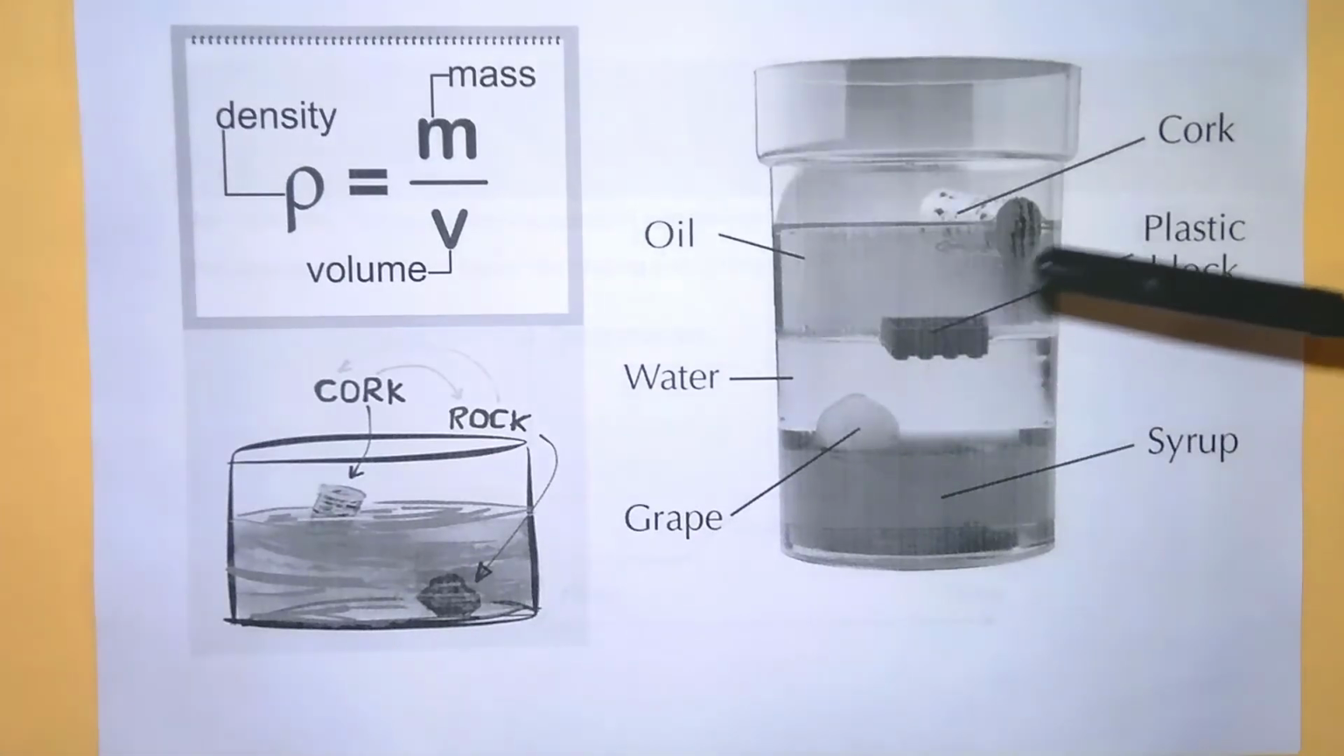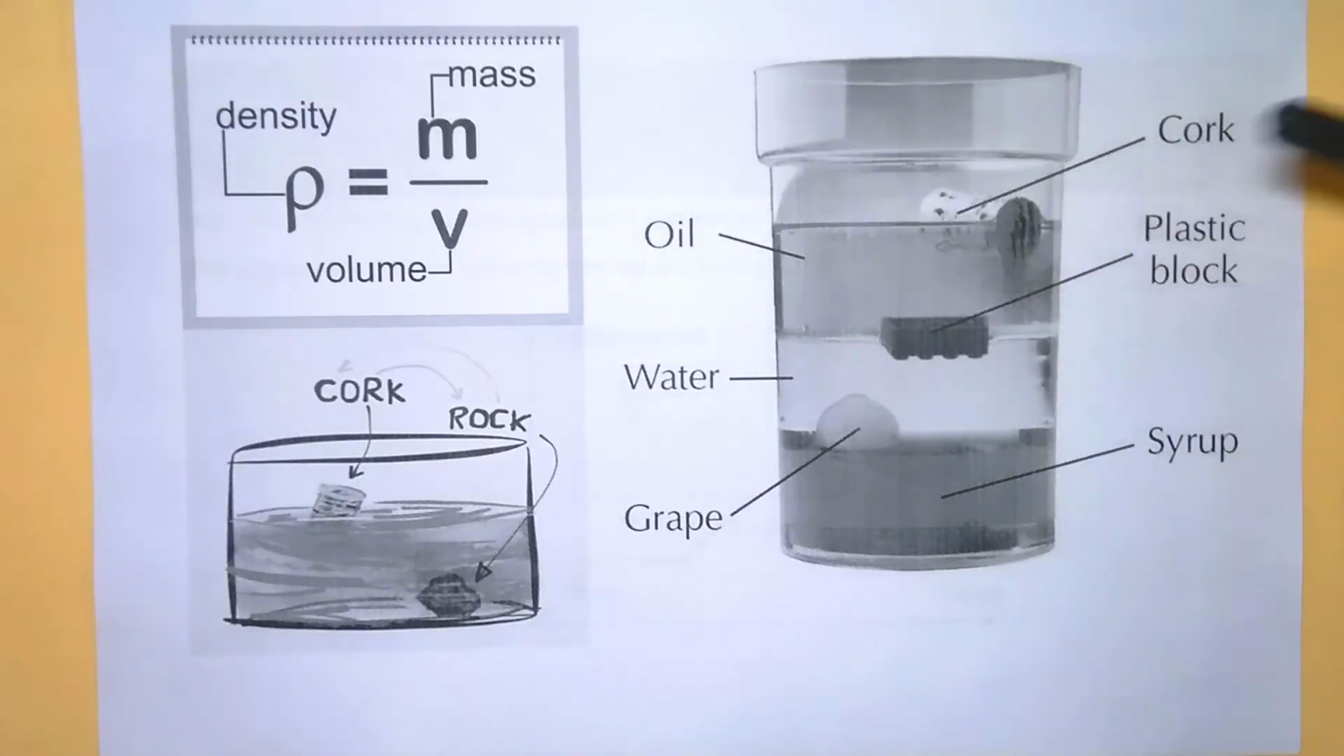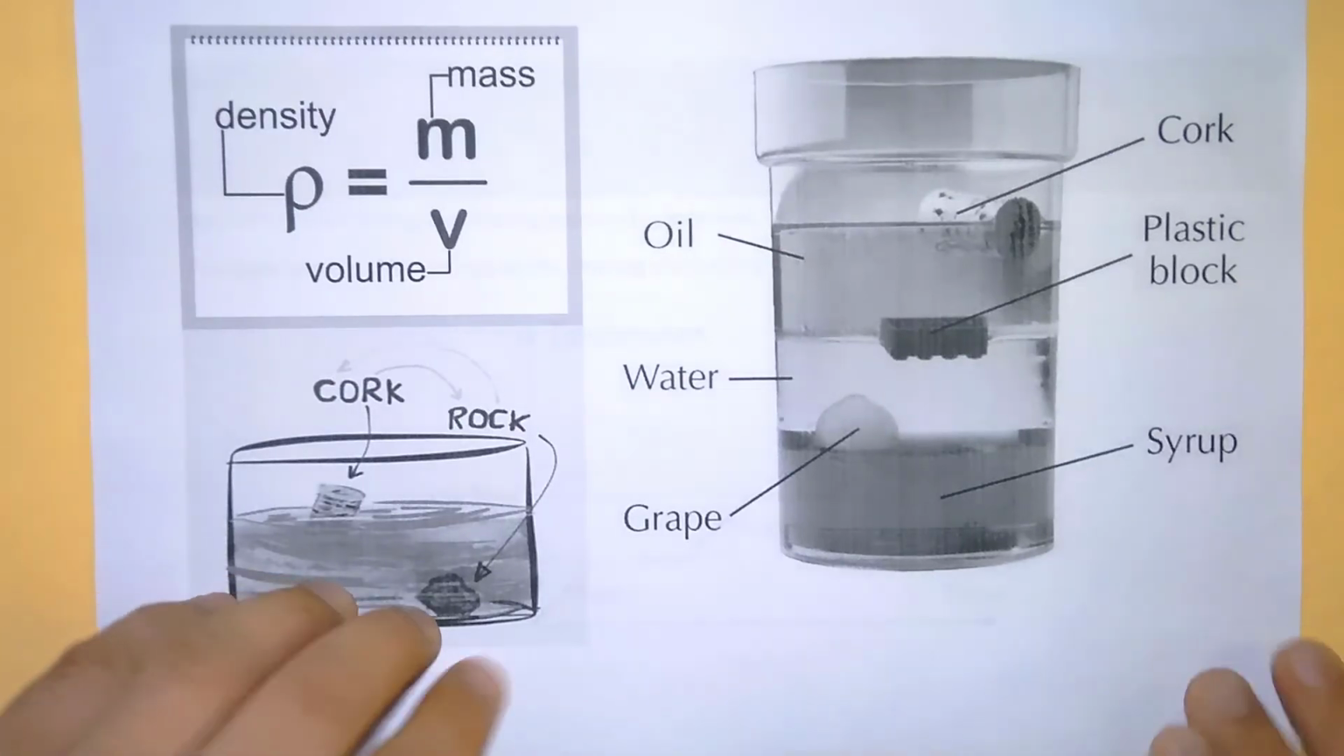So in other words, the stronger the intermolecular forces, the closer the molecules are pulled to each other, and therefore the more dense the material becomes, the more stuff we can have in the same unit volume.